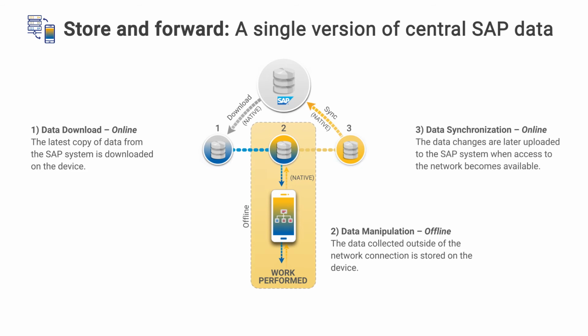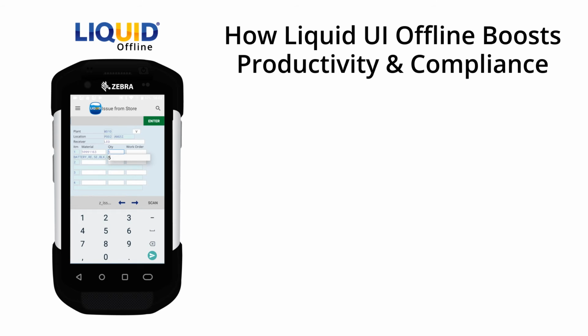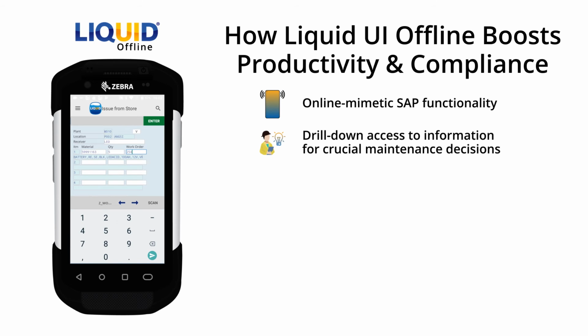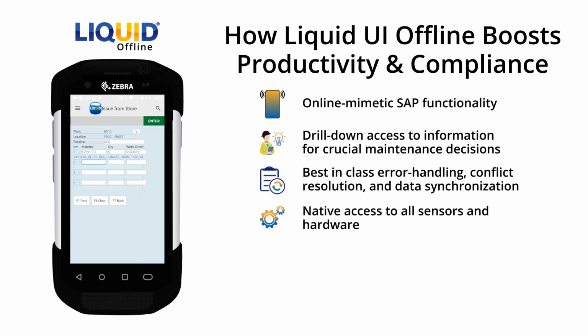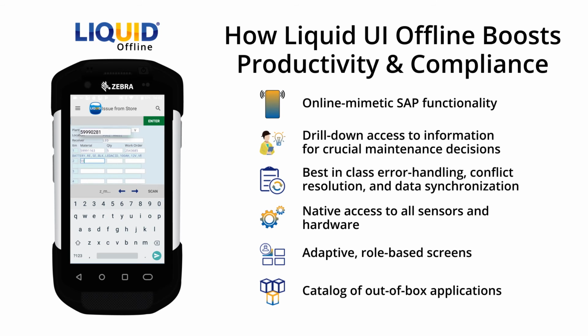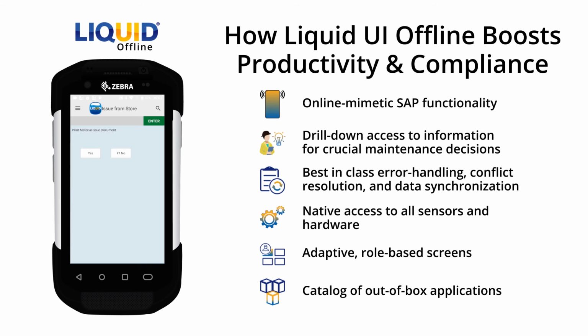When the user's work is complete, they will return to a connected environment, and with a push of a button, their device will simply send all data generated over the course of the day into SAP. This allows end users to access online mimetic SAP functionality, like drill-down access to the information they need to make crucial maintenance decisions. And with best-in-class error handling, conflict resolution, and data synchronization, when business data is sent to the SAP backend, it is error-free and available for analysis in a timely manner.